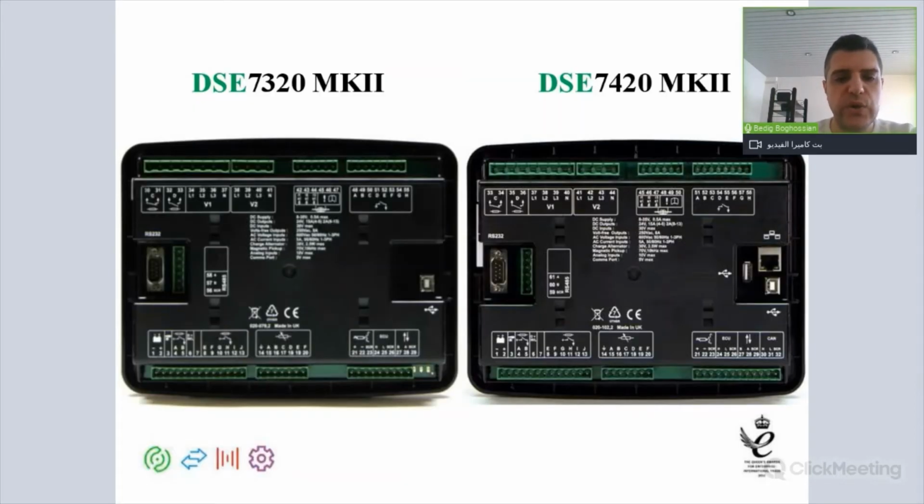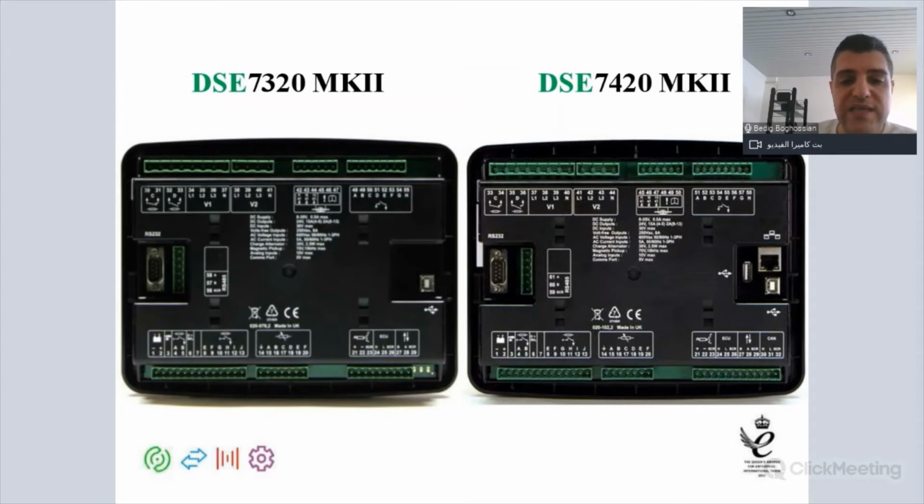On the 74, you have more terminals, such as the TCP port. You can see it over here. I don't know if you can see my cursor, my mouse. And then you have another connector for the USB for data logging. Both of these controllers support data logging, but the 73 doesn't support external memory, whereas the 74 supports external memory, so it has a USB port for the data logging.